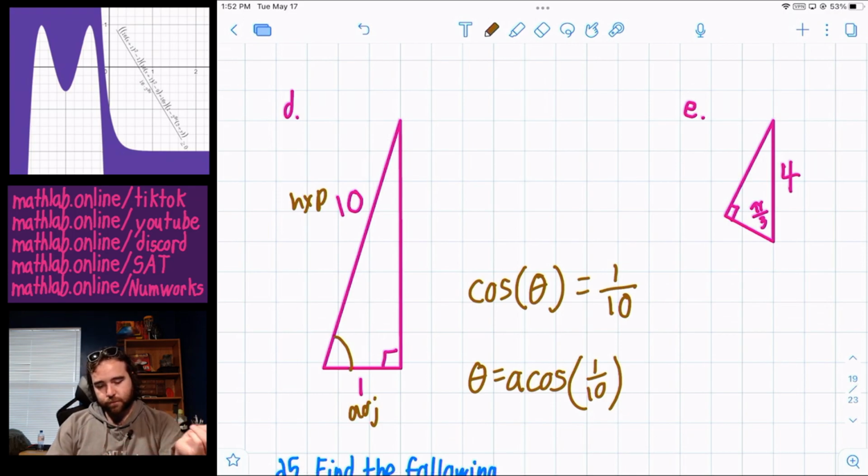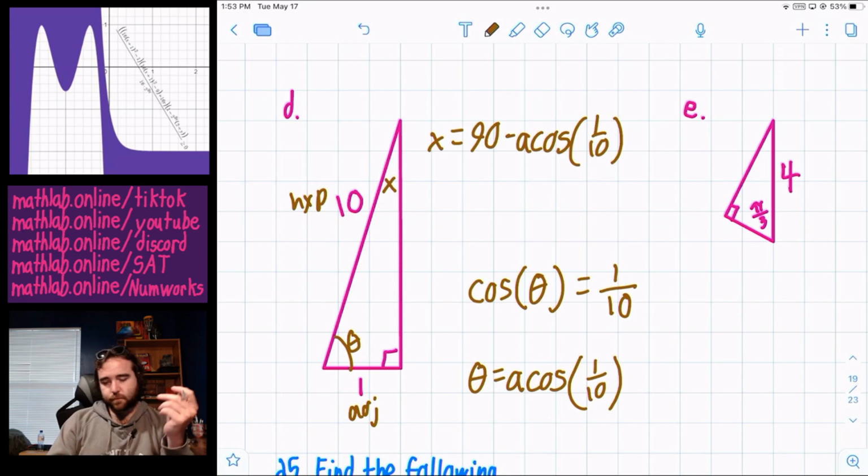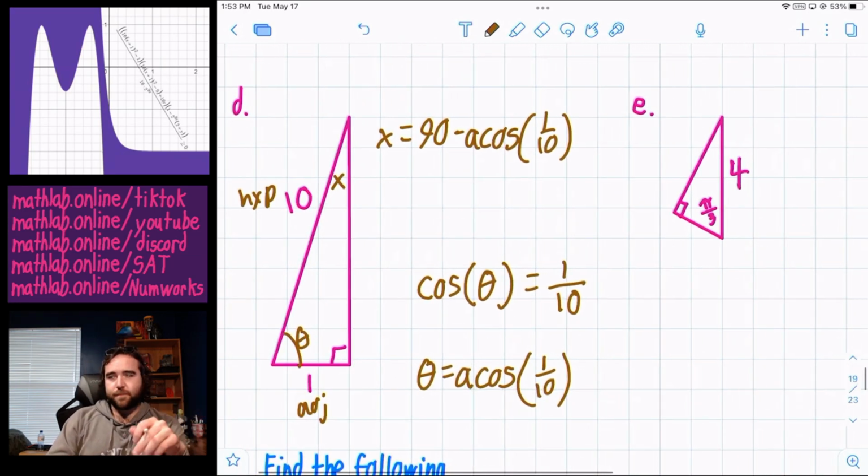And yeah, that's our angle. That's theta. We can find the other one. That's just going to be 90 minus a cosine of 1/10. And that's just fine.